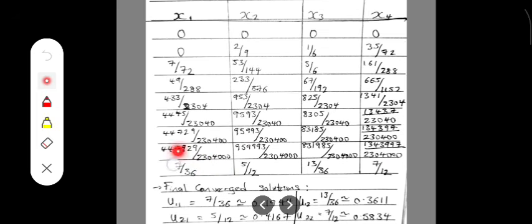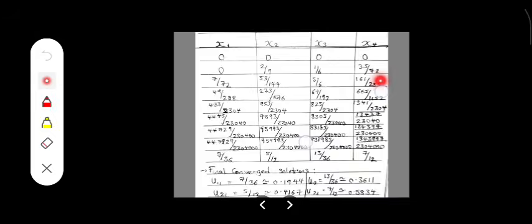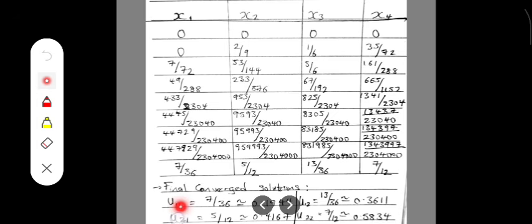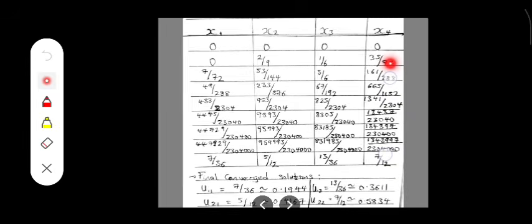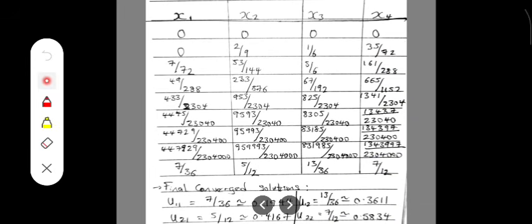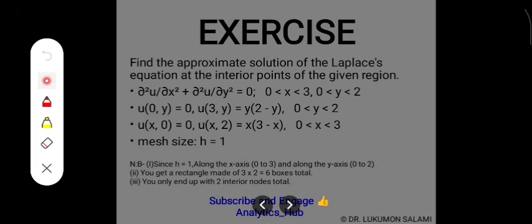So if you check your calculator, these big fractions in the second to last column are actually equal to the simplified fractions below. The final converged solution gives u11 as 7/36, which is approximately equal to 0.1944, and u21, which is equal to 5/12, approximately equal to 0.4167, and u12, which is equal to 13/36, approximately equal to 0.3611, and finally u22, which is equal to 7/12, approximately equal to 0.5834. And that is our final example.